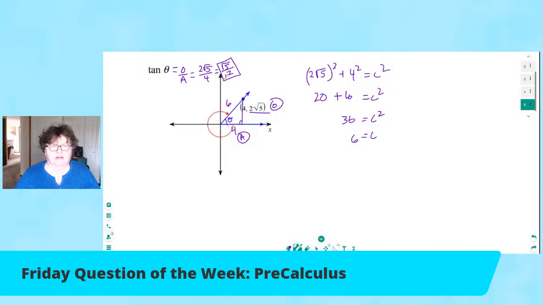The steps: make a triangle, find all 3 sides with the Pythagorean theorem, and then plug into the trig identity, whatever it is, and then make sure you simplify. Make sure if there's a radical on the bottom, you simplify it.